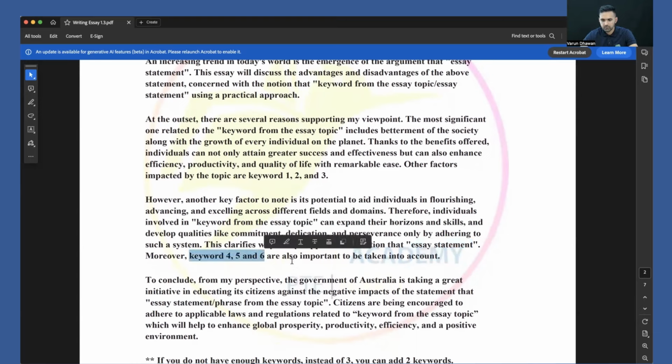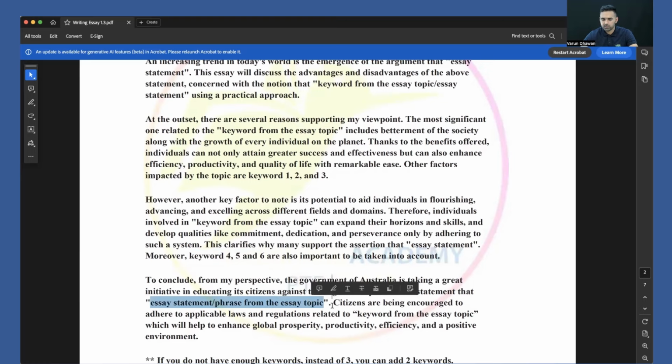Moreover, three keywords are also important to be taken into account. Keyword 1, 2, and 3 mean not the same ones. You have to write three separate or different keywords over here. To conclude, from my perspective, the government of Australia is taking a great initiative in educating its citizens against the negative impacts of the statement that over here essay statement, or if you're exceeding the word limit, you can just write main keywords or phrases from the essay topic.